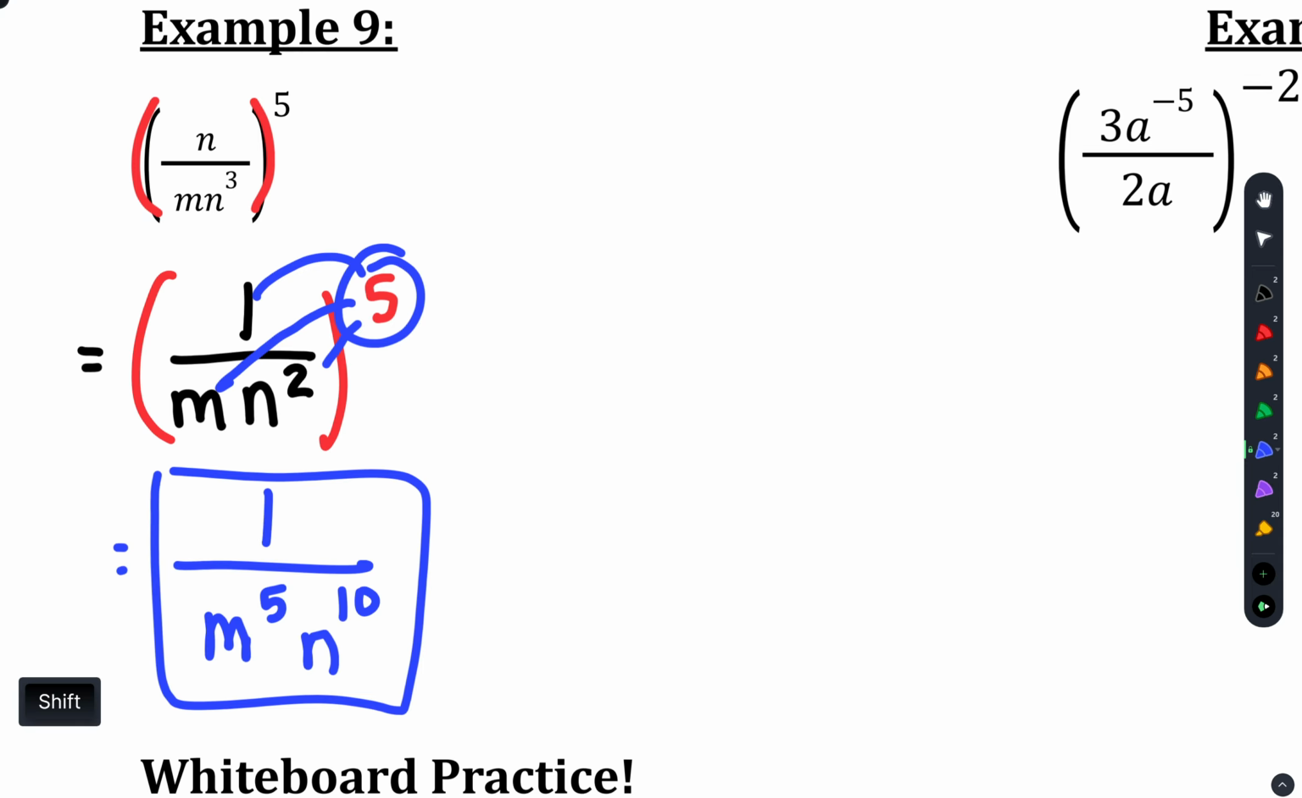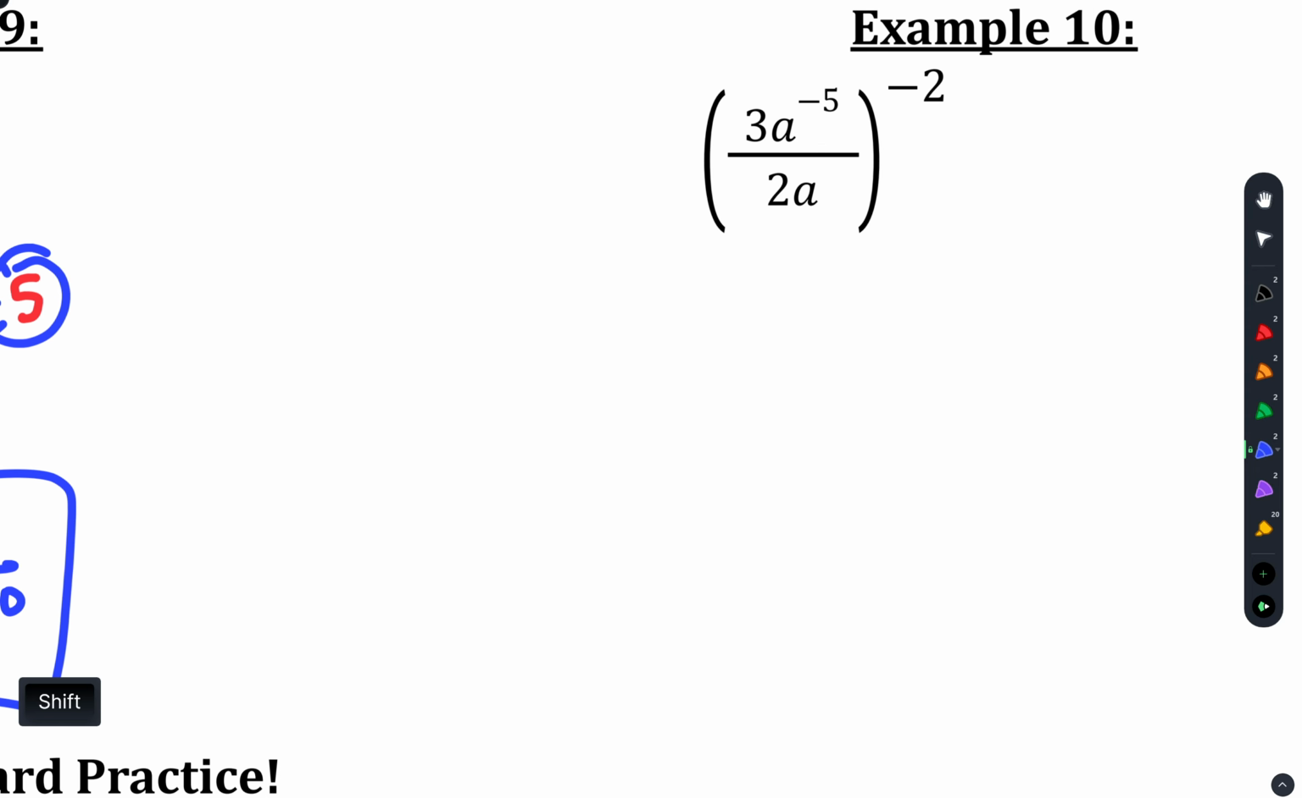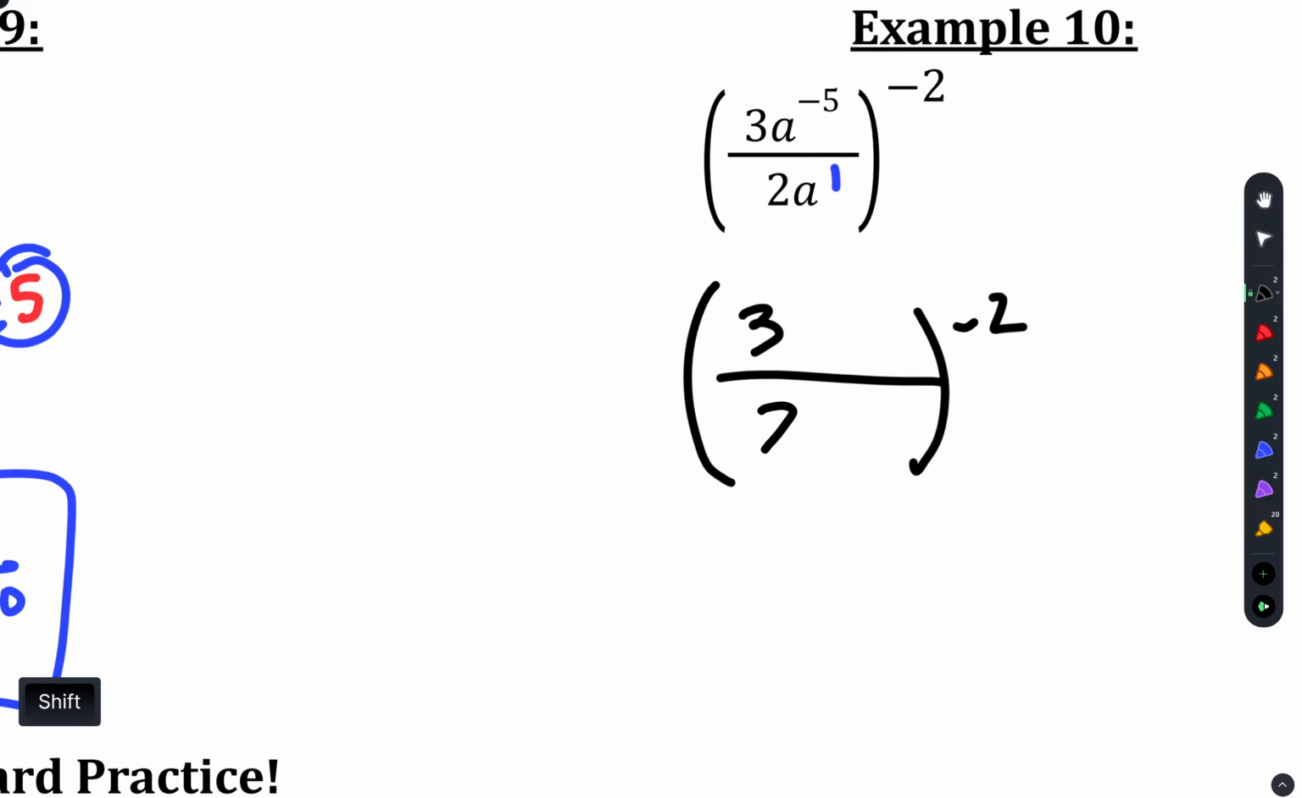Let's do another one like that. So in example 10, let's simplify this first. What can I do with those A's? They're going to go in the bottom because A to the 1st is bigger than A to the 5th. So let's rewrite this guy. 3 over 2 here. And then it's going to be A to the what? A to the 6th power. Negative 5 minus 1. A to the 6th power. Okay, then my distribution should be pretty easy here.